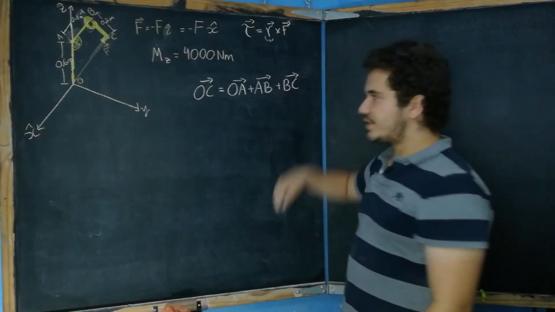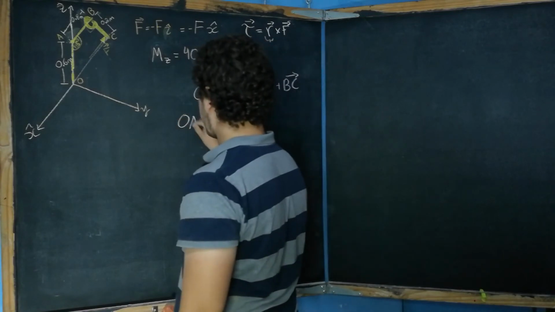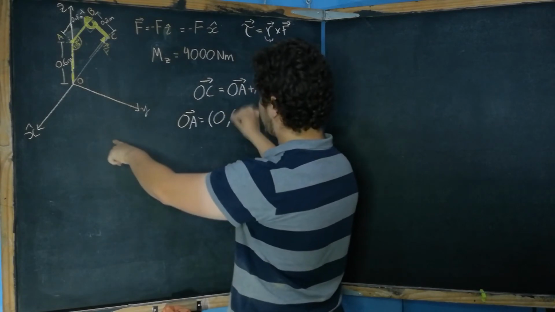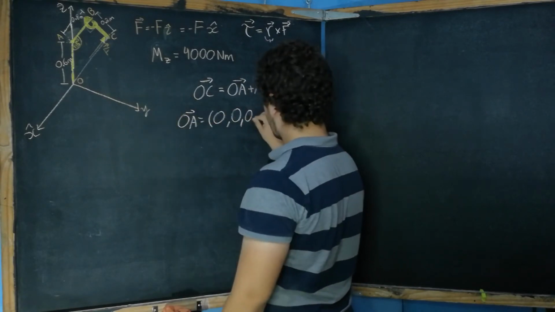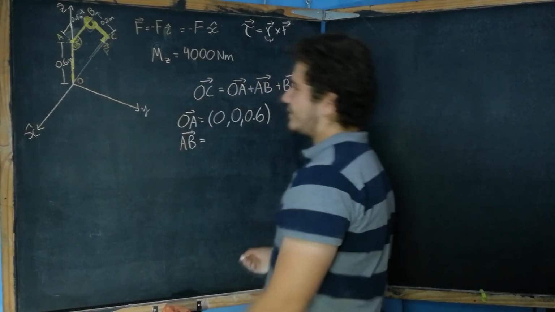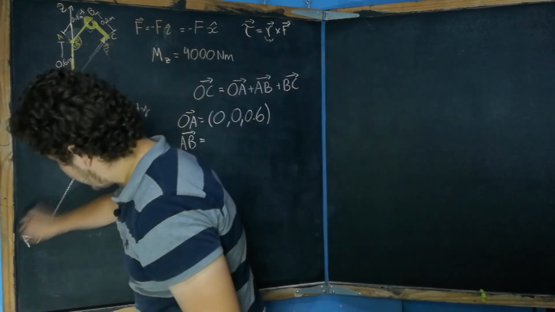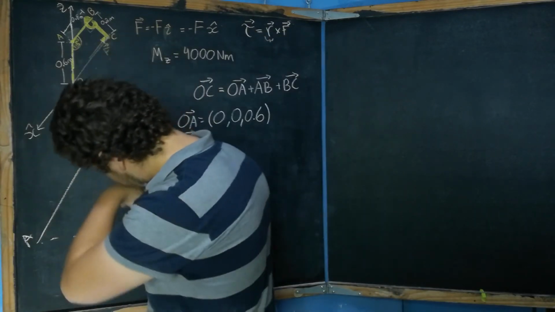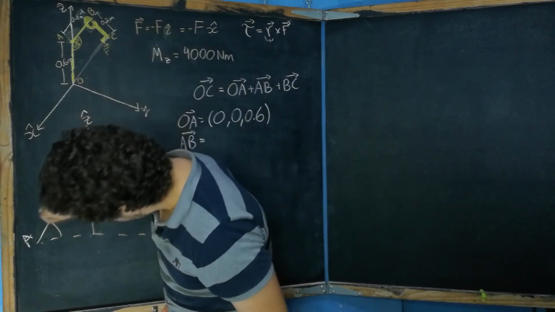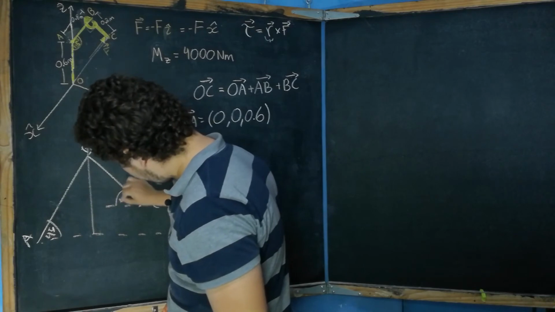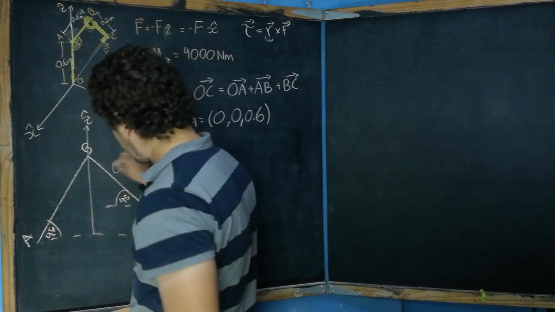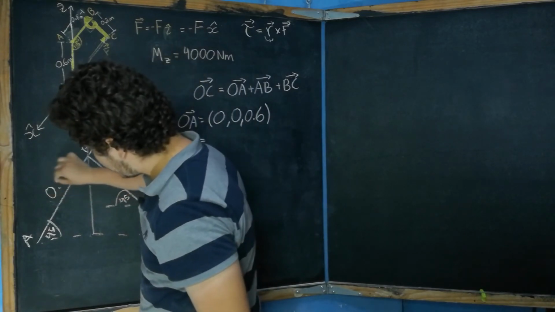We can write the three vectors separately. OA would be the vector with 0 in x, 0 in y, and 0.6 in the z direction. For the vector AB, we have to rewrite that little diagram again. If we recall, this is the vertical line, and these angles are 45 degrees. I calculated it earlier in the video, so I'm just writing it down: this will be 0.2 meters, and this will be 0.8 meters.